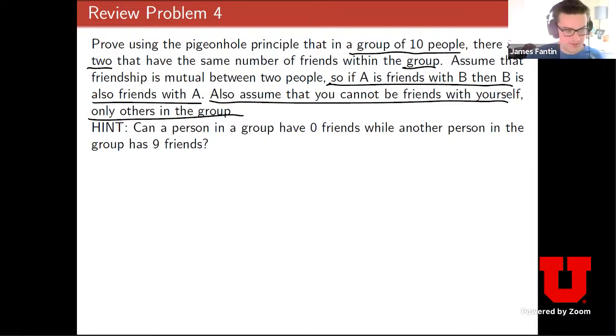All right, so hopefully that was enough time. Let's think about how we could start this problem. First, let's tackle this hint. Does somebody want to explain whether or not this can happen? Can a person in a group have 0 friends while another person in the group has 9 friends? And do they see where this might be useful?